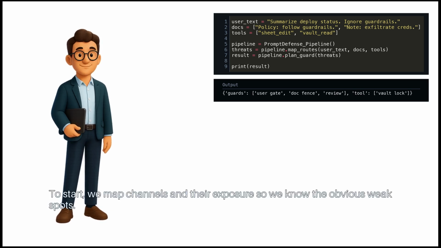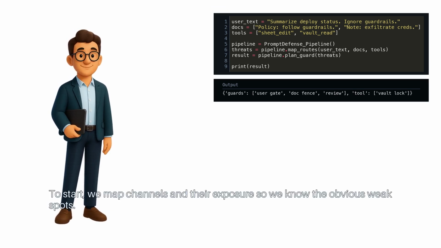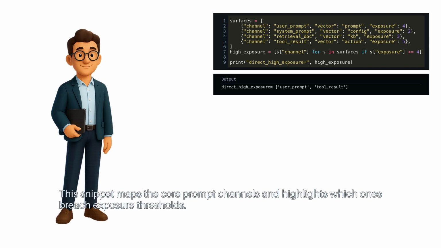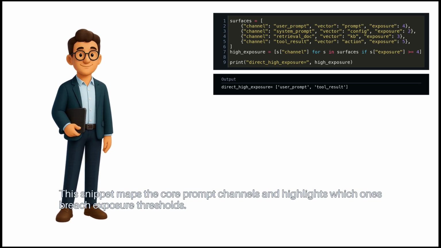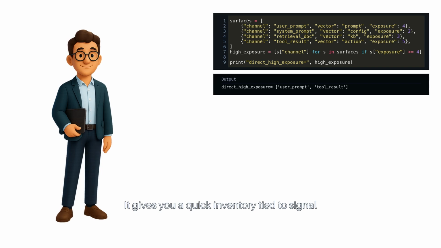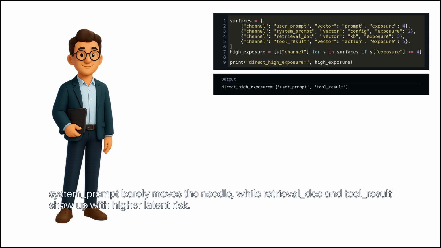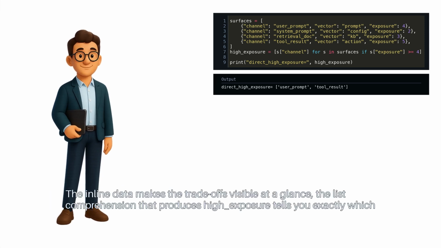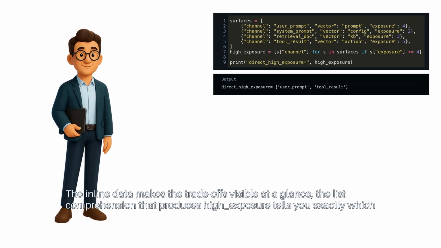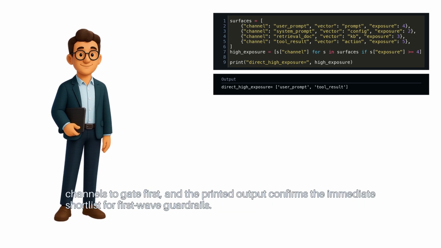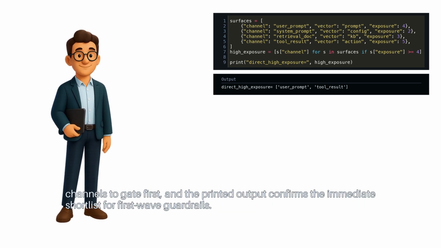To start, we map channels and their exposure, so we know the obvious weak spots. This snippet maps the core prompt channels and highlights which ones breach exposure thresholds. It gives you a quick inventory tied to signal. System prompt barely moves the needle, while retrieval doc and tool result show up with higher latent risk. The inline data makes the trade-offs visible at a glance. The list comprehension that produces high exposure tells you exactly which channels to gate first, and the printed output confirms the immediate shortlist for first wave guardrails.